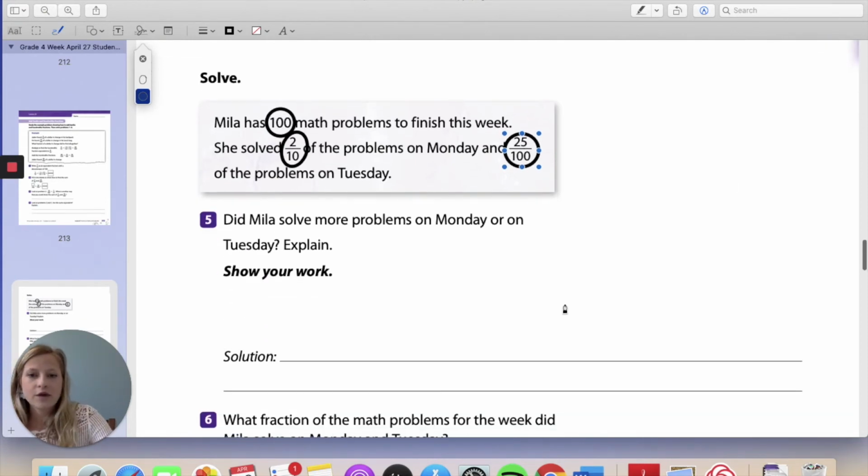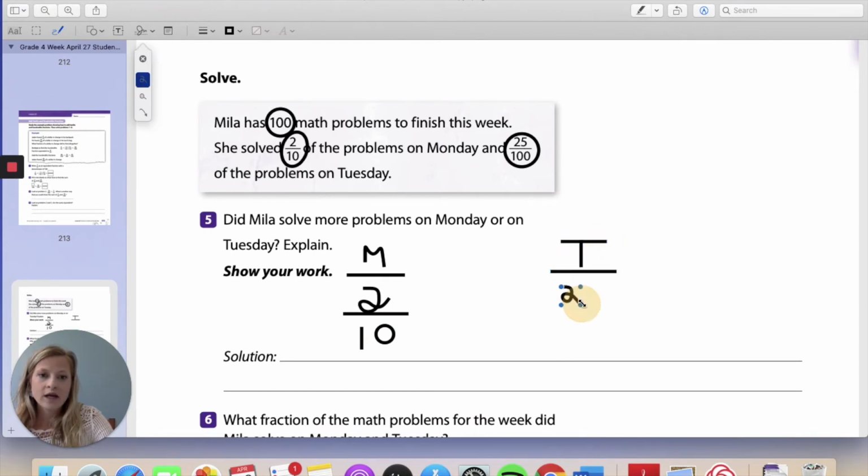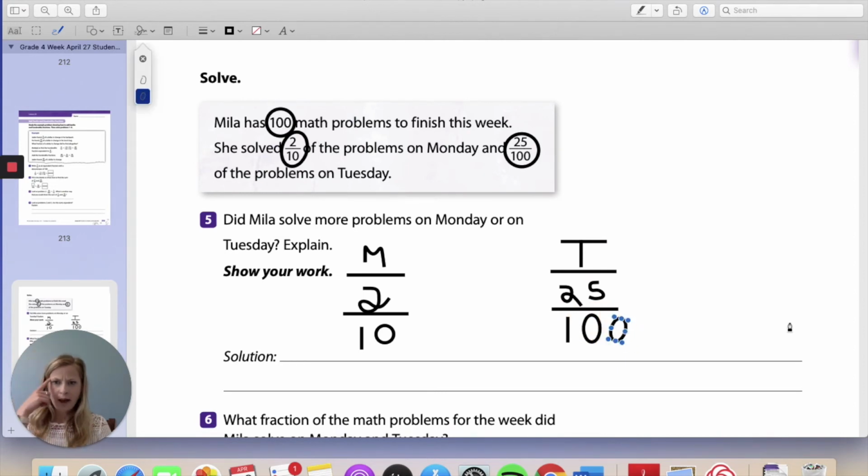So I'm going to go ahead and show my work, and I'm going to put Monday, just a little M for that, and I'm going to put 2/10. And then over here, I'm going to leave some room. I know that on Tuesday, she solved 25 hundredths. Okay, 25 hundredths. What do I notice right away? I'm going to think about this. Pause, think.